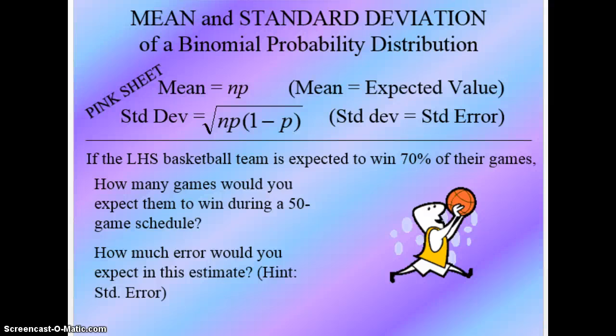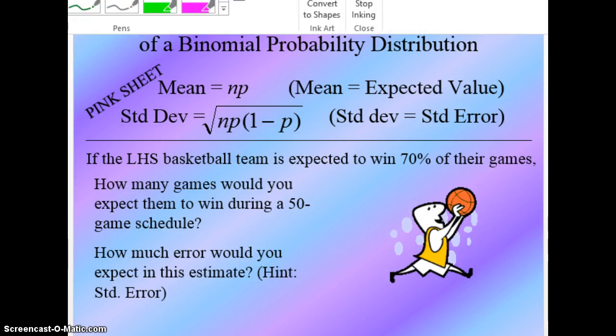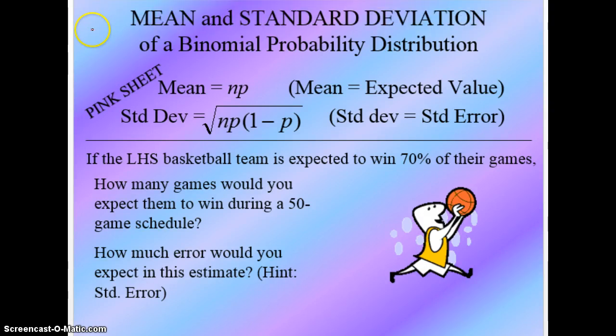All right, so here we're going to look at the mean and standard deviation of a binomial probability distribution. These formulas are on your pink sheet, so make sure that you identify those and you know where they are. Here we use the mean of x, mu of x, and here we use the standard deviation of x. So there's our symbols for that.